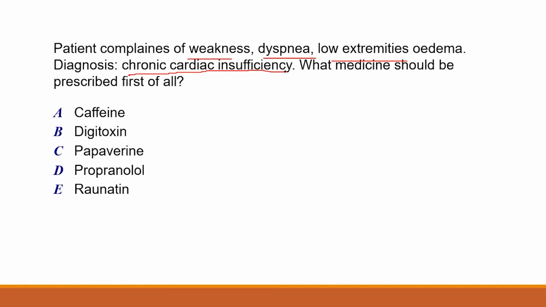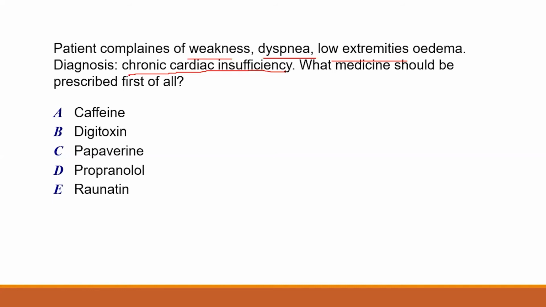So in case of acute, you are thinking of corglyconum, C-O-R, corglyconum, C-O-N-U-M. So corglyconum is the drug of choice for acute cardiac insufficiency or acute heart failure. Acute heart failure. And for chronic, you're going for digitoxin. So please take note of that.